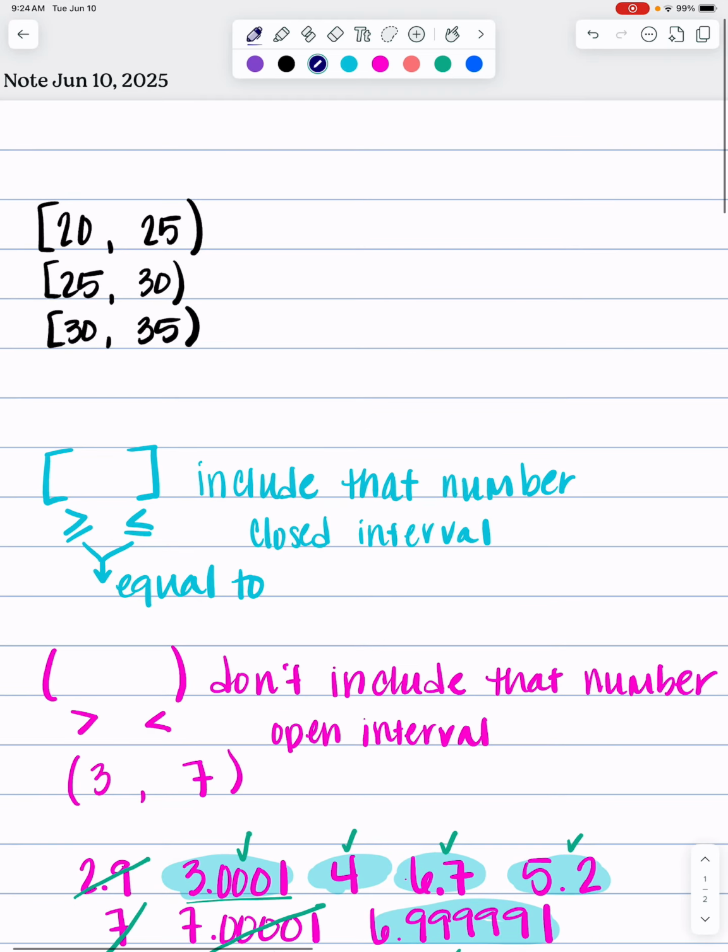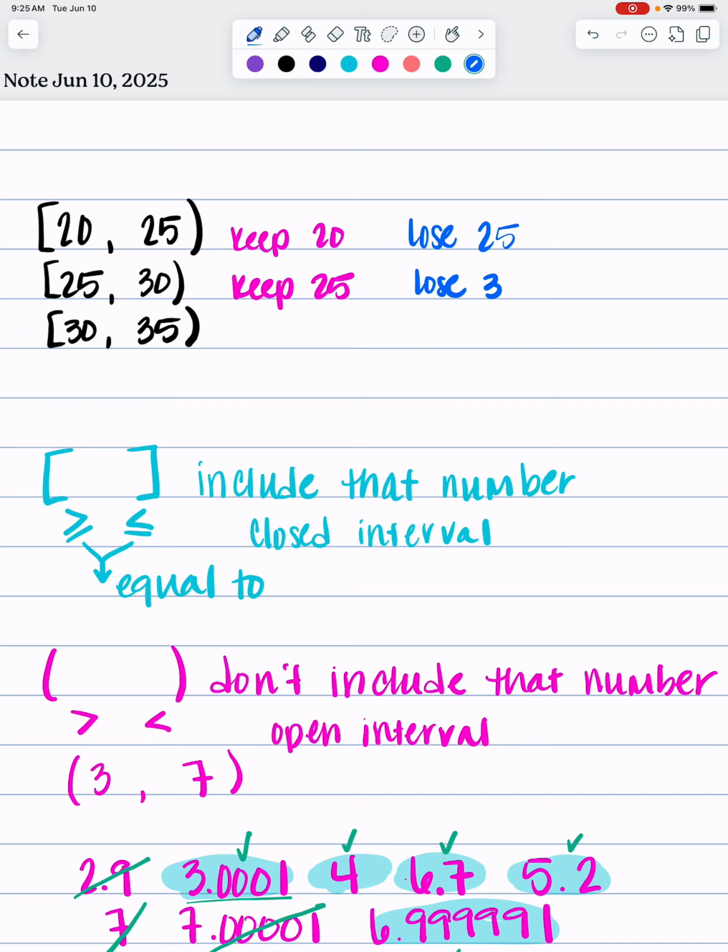So, in our intervals, it means we put 20 here. We keep the 20, and we lose the 25. The 25 gets bumped to the next one. But we kick the 30 out. 30 gets bumped. That does not say keep. We lose the 35. So that is a brief review of intervals.